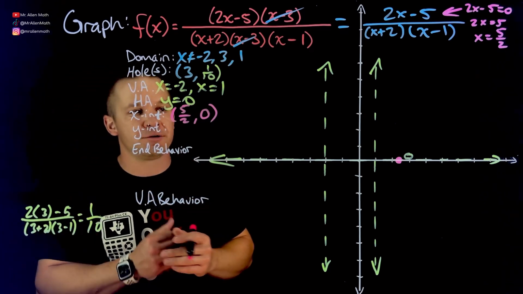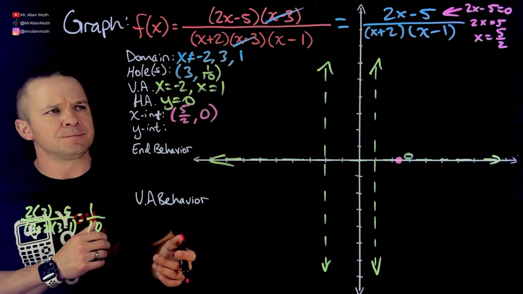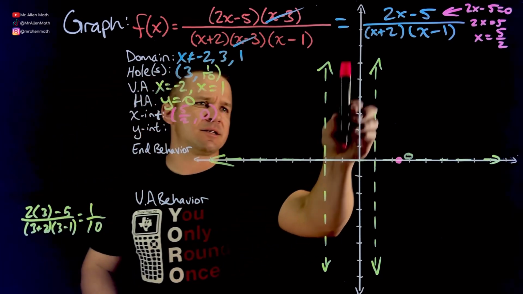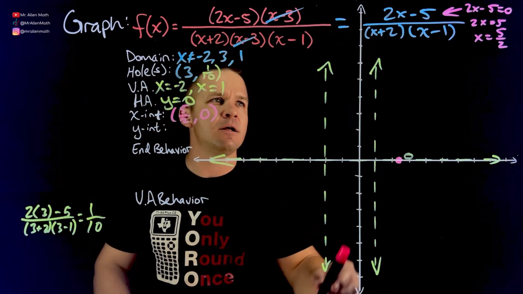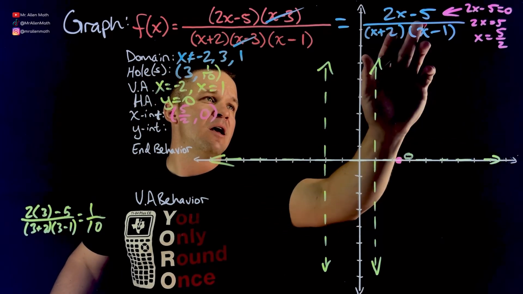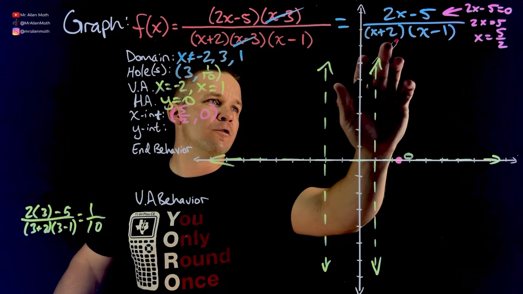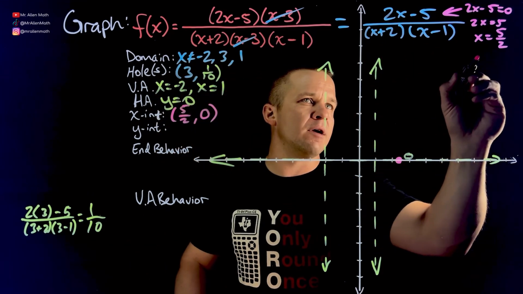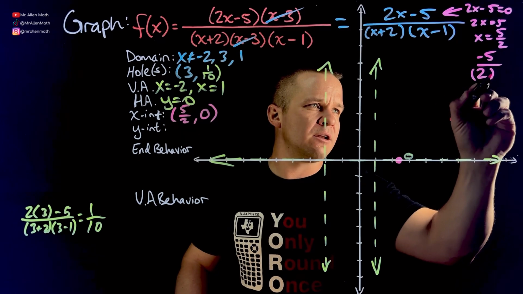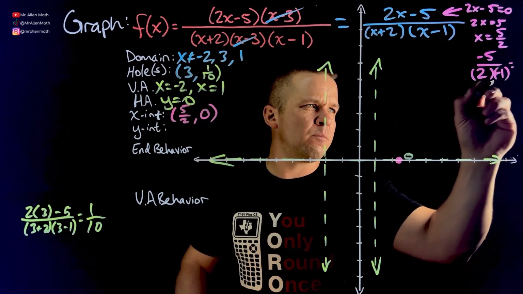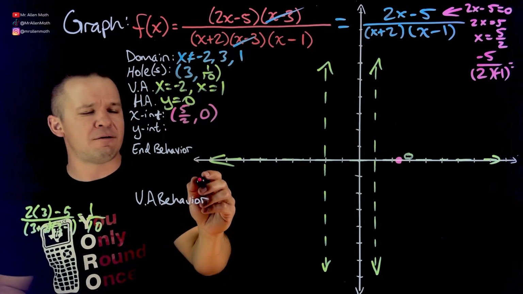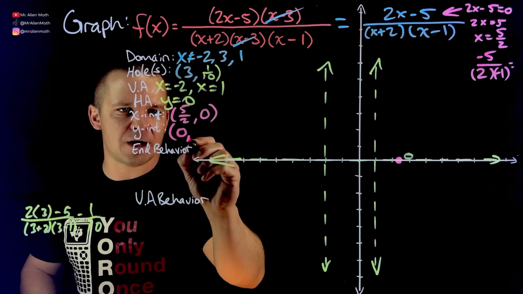How about my y-intercept? Well, how do I get my y? If I plug in 0 for x, it's going to be on my y-axis, right? So let's plug in 0 for x. I'll do so in the simplified one here. That'd be negative 5 over 2 times negative 1, right? So negative 5 over 2 times negative 1. So that'd be 5 over 2. Okay, interesting. 0, comma 5 over 2.